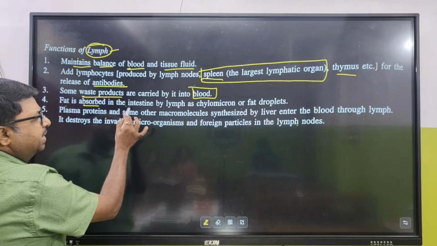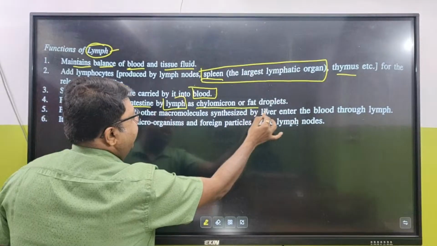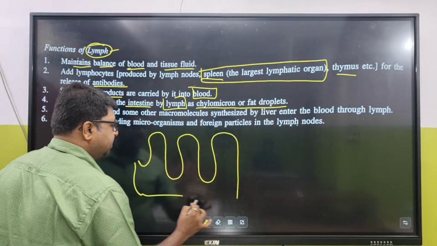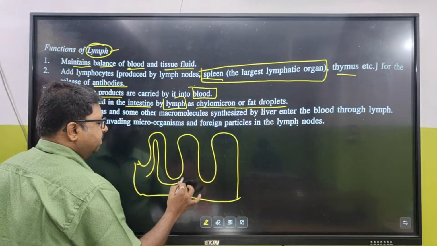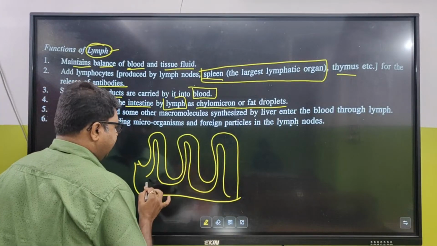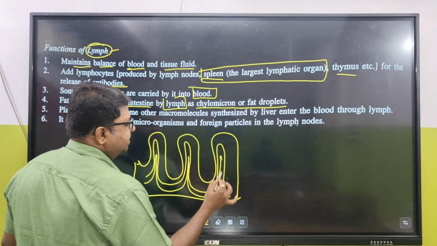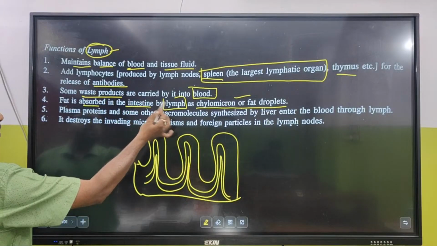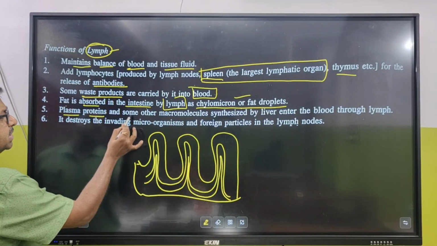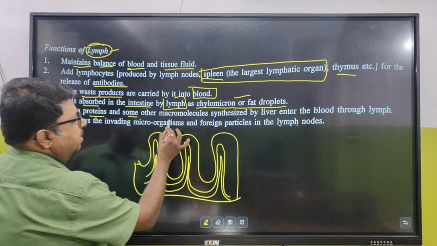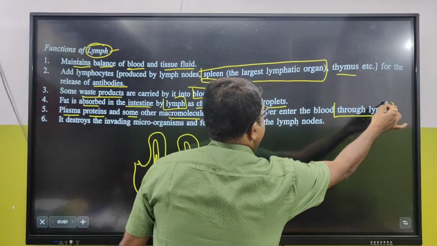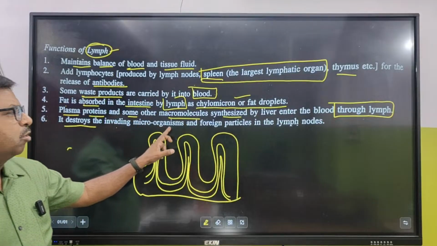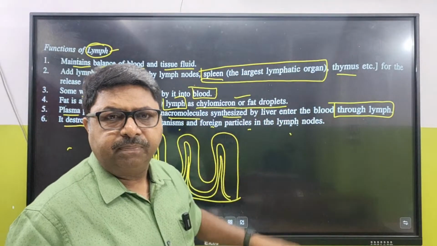Fat is absorbed in the intestine by lymph as chylomicron of fat droplets. Remember, inside villi, lacteals were present. Fine, these are blood vessels, and they are lacteals also. And the lacteals take up the fat, and that is also a part of the lymph. Plasma proteins and some other macromolecules synthesized by the liver enter into the blood through lymph. It destroys the invading microorganisms and foreign particles in the lymph nodes.